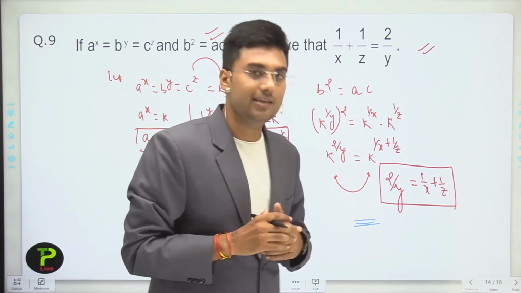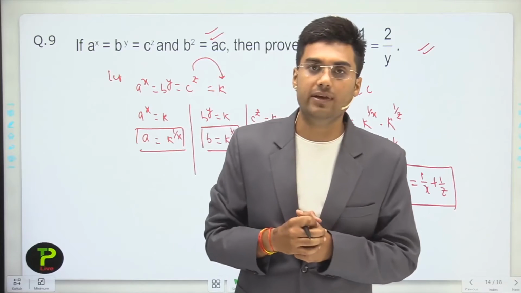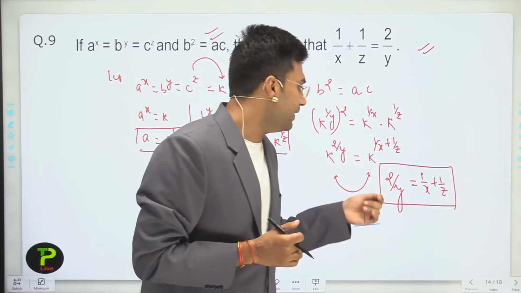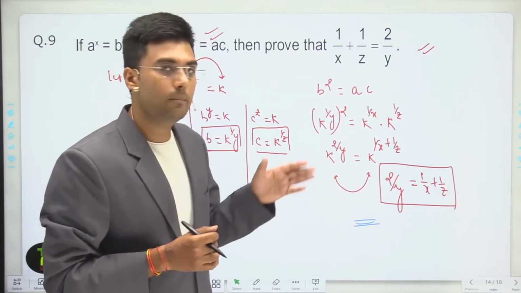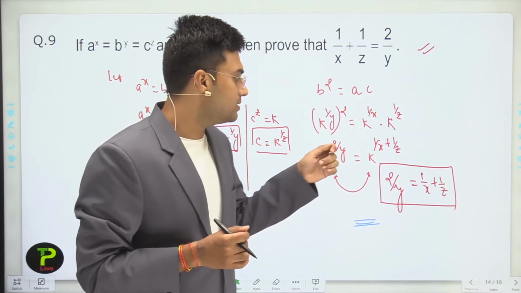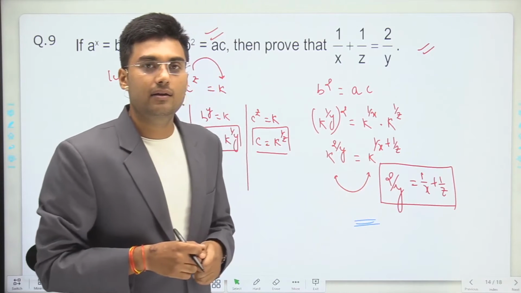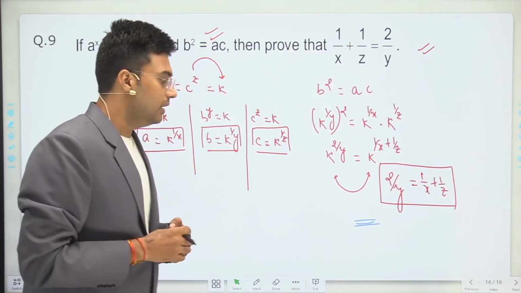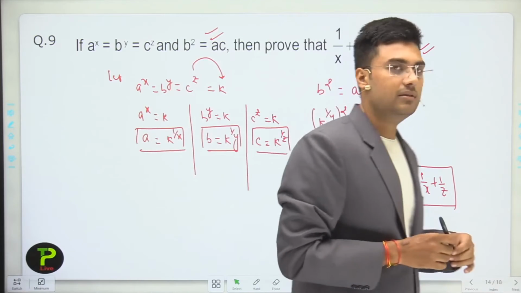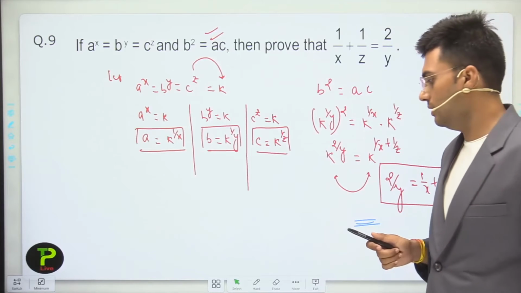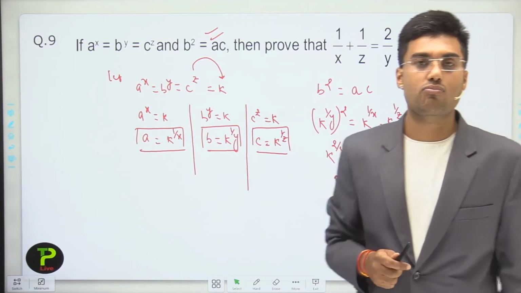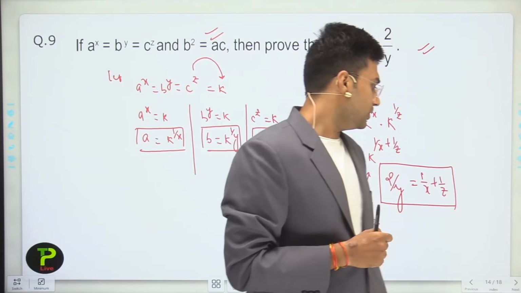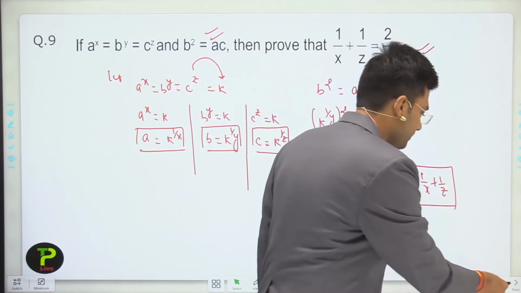This question is also asked in the objective exam, like we have to find the value of 1 upon x plus 1 upon z minus 2 upon y, and the value of this is equal to 0. Okay, after this question, let's move to the next question.